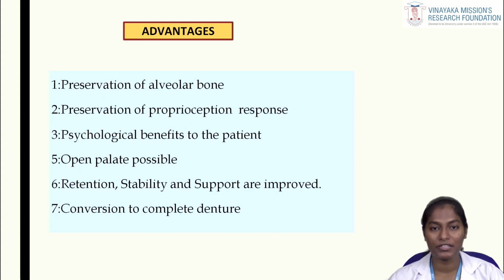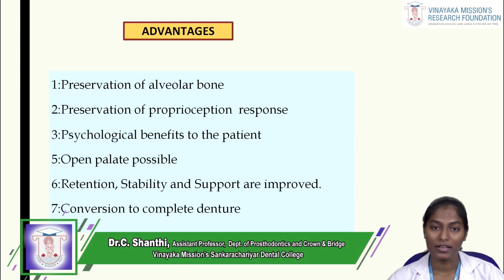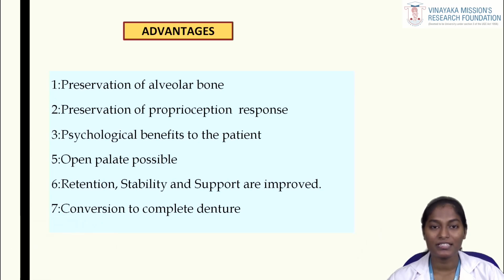In a conventional complete denture, we always give palatal coverage with the denture. But in the case of an overdenture, since we are going to retain it with the help of the natural teeth, the denture can possibly be given without the palatal surface, and it also has much better retention and support. Then next, retention, stability and support are obviously going to be improved, and whenever possible and whenever needed, conversion to a complete conventional denture is also possible.